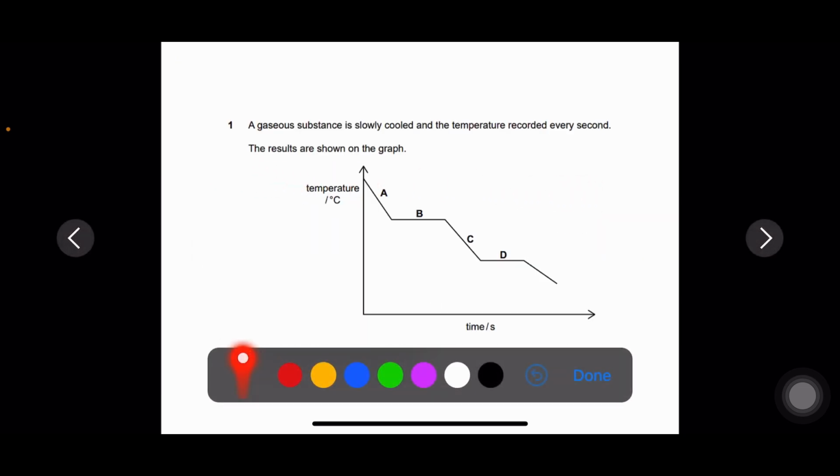Question number 1. A gaseous substance is slowly cooled and the temperature recorded every second. The results are shown on the graph. Here you can see this is called cooling curve and it is opposite to the heating curve. You can see this A. This starts from gas and then goes to the liquid and then to the solid.